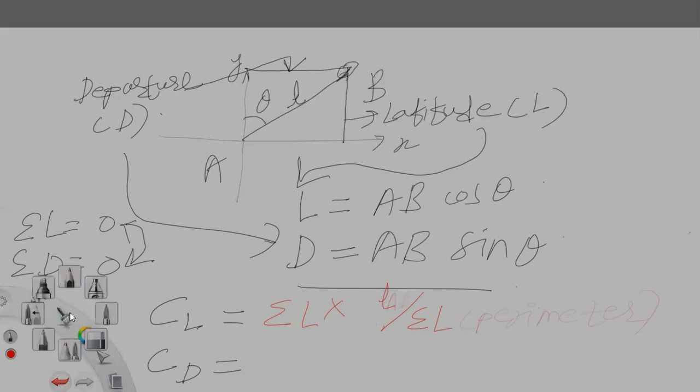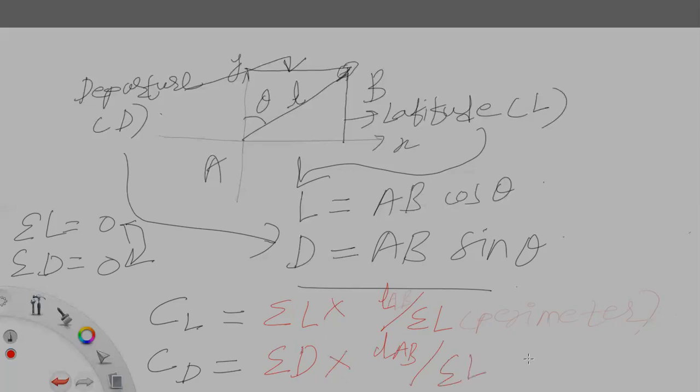Now, after that, for the correction for the departure, it is the summation of the departures of all the sides, multiplied by the length of one of the sides, divided by the summation of the whole perimeter. So I hope that you have got this formula.